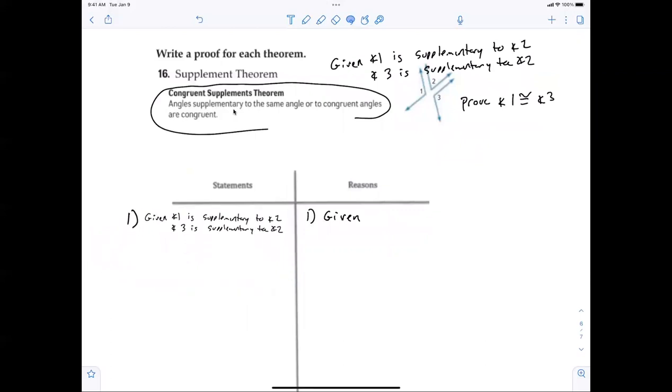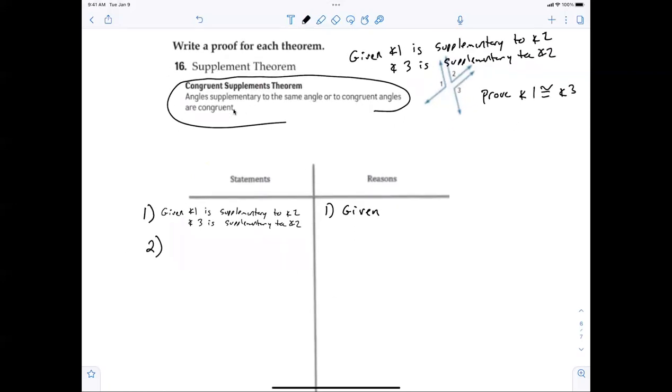All right, so somebody else is thinking now, please. Angle 1 is supplementary to angle 2. Angle 3 is supplementary to angle 2. How can I prove that they're equal? What's the first step? You can subtract the two. Not yet, because we don't have an equation. We don't have an equation, so you can't subtract. But that's eventually what you'll be doing.